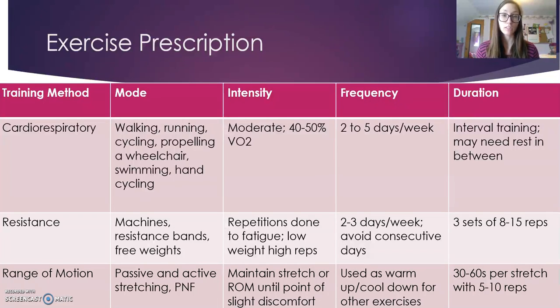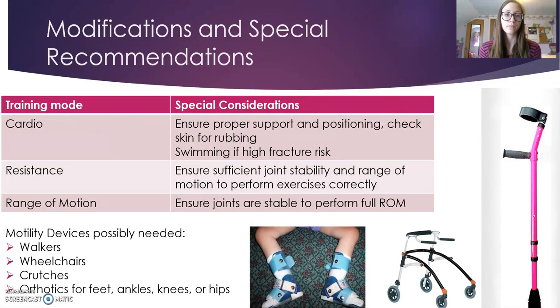Lastly, range of motion should encompass passive and active stretching. An example of this could be PNF stretching. The intensity for the stretching or range of motion activity should be held until a slight point of discomfort. And this should be used as a warm-up or cool-down for other activities or exercises. So the frequency depends on how often the individual is doing other exercises. And each stretch should be held for 30 to 60 seconds, about 5 or 10 times each.